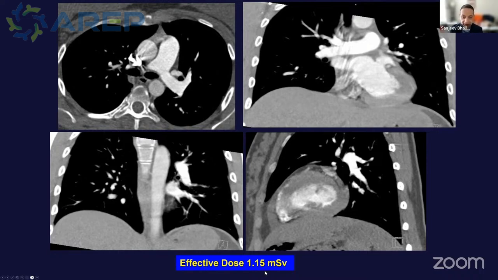Now, if you're like me, you may say, well, what does 1.1 millisievert mean? Well, 1.1 millisievert contrasts to a normal chest CT, which is about 5 to 7 millisieverts. And keep in mind that annual background radiation dose is about 3 millisieverts. So this is less than 1 year's worth of radiation. And that's pretty good. If you're engaged in lung cancer screening, CTs are about 1 to 2 millisieverts. So this puts it right at the right range so that we can make a diagnosis without over-radiating our patients.